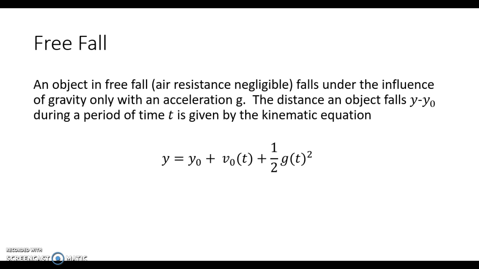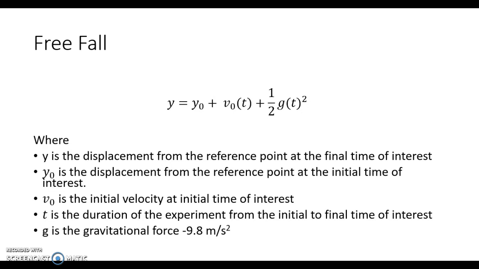So that's our kinematic equation that we can use in order to figure out what the displacement is of an object at a specific instant in time if it's under the conditions that we consider to be free fall. All right, so now to expand on the equation a little bit more. So y again is the displacement from a reference point, and we'll talk about the reference point coming up in a little bit. So y is the displacement from a reference point at the final time of interest.